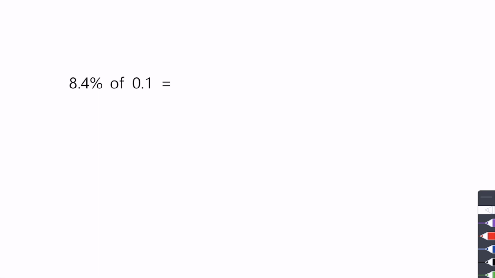So here we have decimal percentages of decimal numbers, so 8.4% of 0.1. Now, we know 8.4 as a percentage. We can divide that by 100, so we need to move the decimal point 2 places to the left, so it appears there. I'm going to have a 0 here and a 0 there. So that number there becomes 0.084. And we're going to multiply that by 0.1.